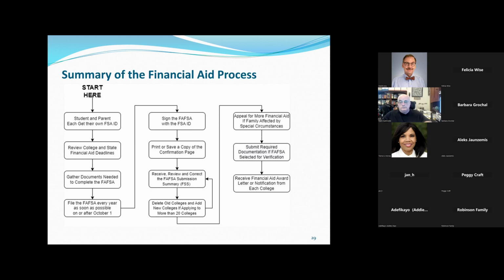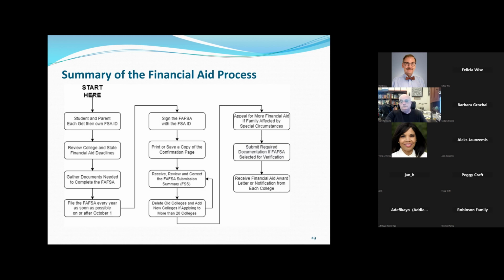As Mark pointed out previously, students can list up to 20 colleges at a time on the FAFSA. The student should sign their FAFSA with their FSA ID. The parents should sign their section of the FAFSA with their FSA ID. Students will receive a confirmation page. They should print and save that confirmation page and review it.